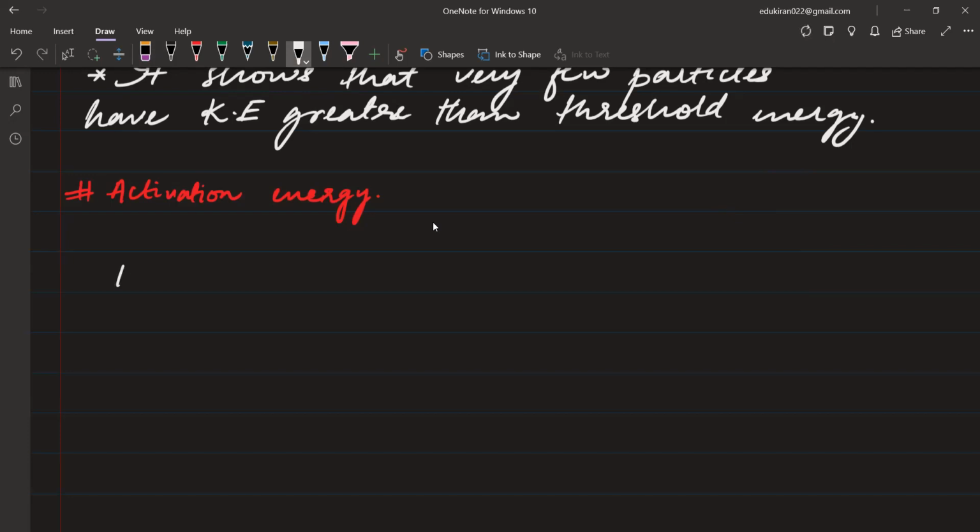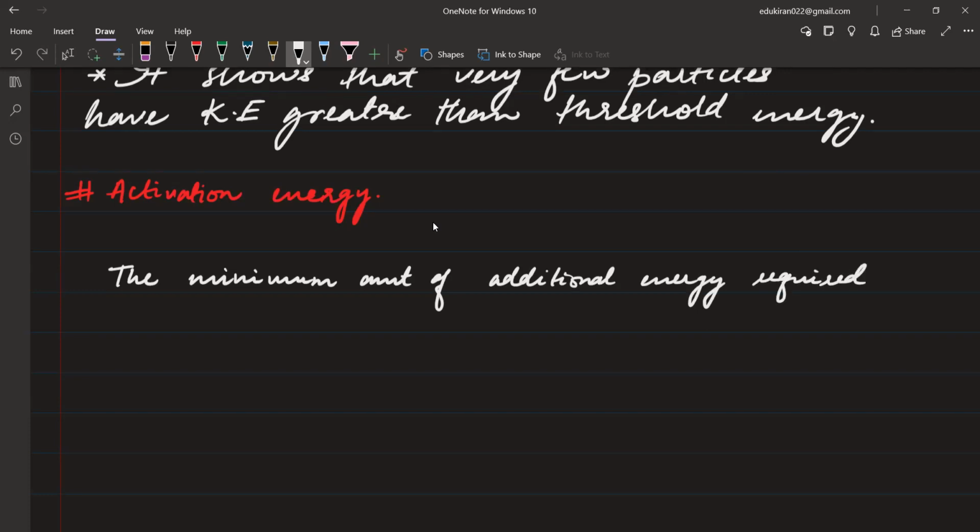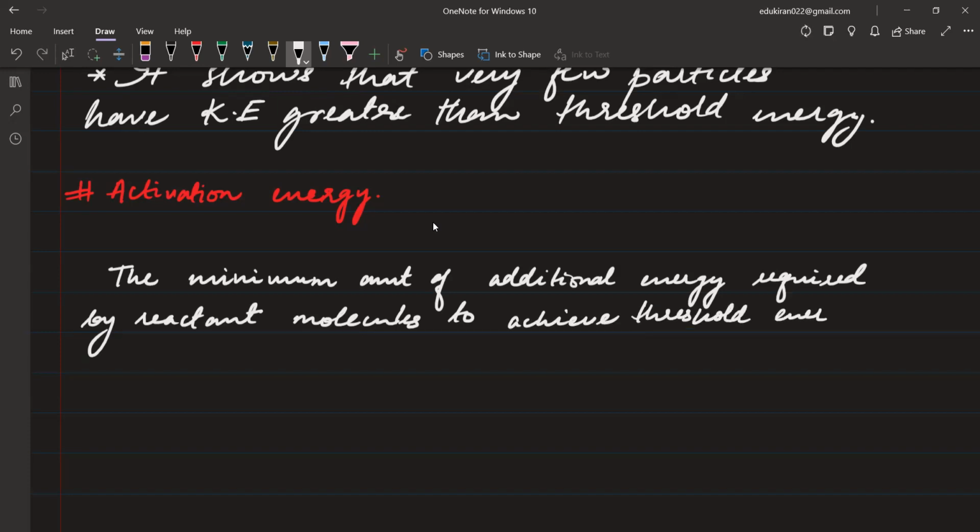The minimum amount of additional energy required by reactant molecules to achieve threshold energy is called activation energy.